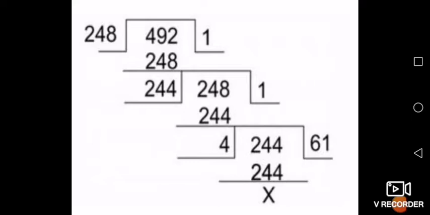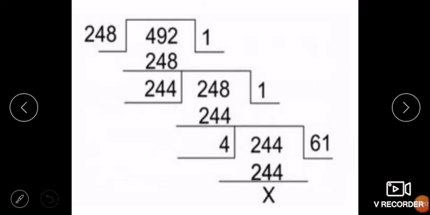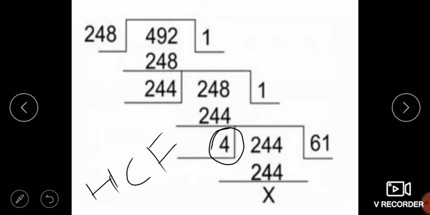So what have you got? 0. So now what is the HCF of these two numbers? What is the HCF of 248 and 492? This 4. This 4 will become the HCF of 248 and 492. So I hope this successive division method is clear to you all.